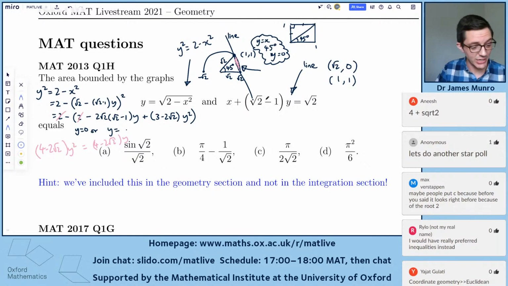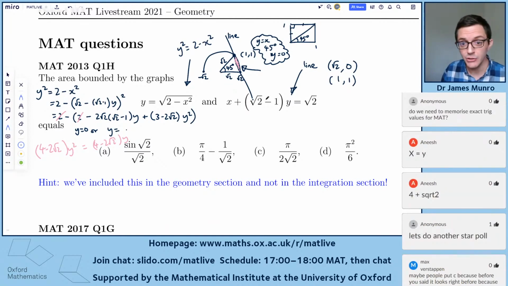Do we need to memorise exact trig values? Somebody's asked. You should know a few. You should know the 45 degree ones and the 30, 60, 90 triangle, and you should be able to work out other ones. We talked about trig values last week as well. We had the 45 degree ones and the 30, 60, 90 triangle and other ones.